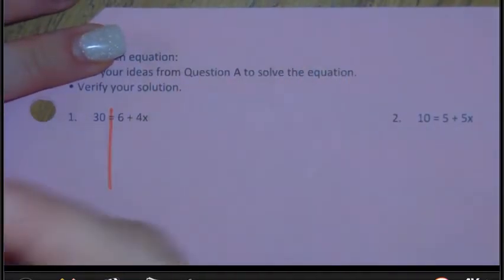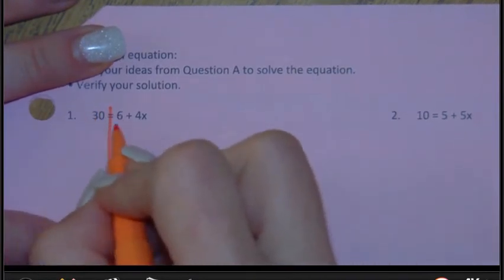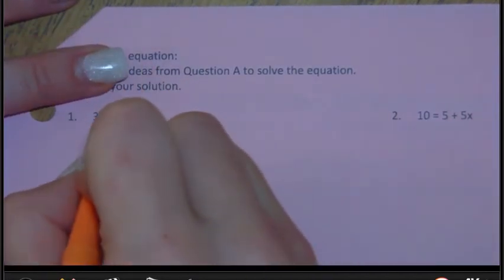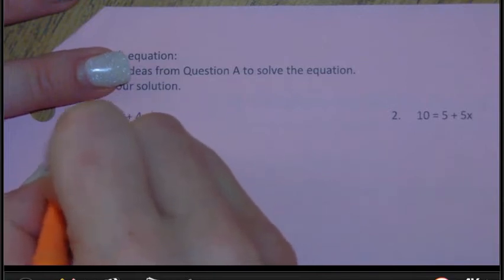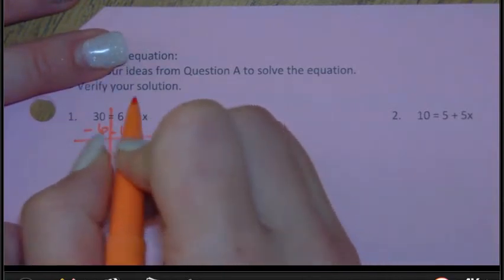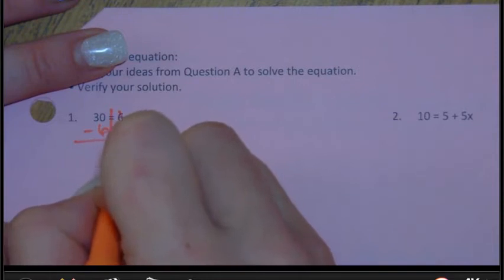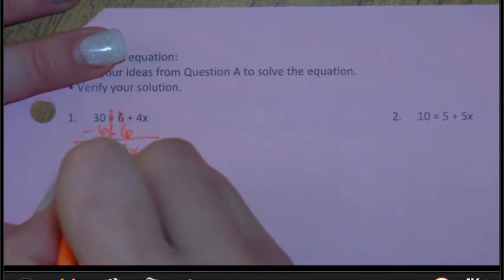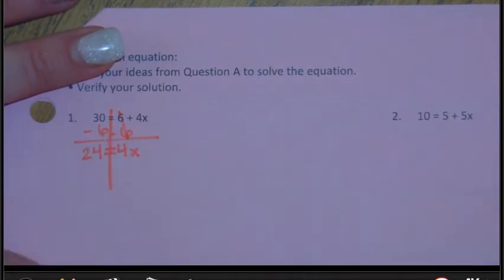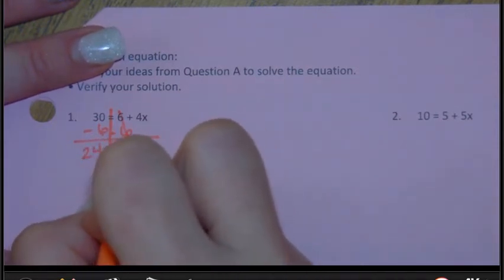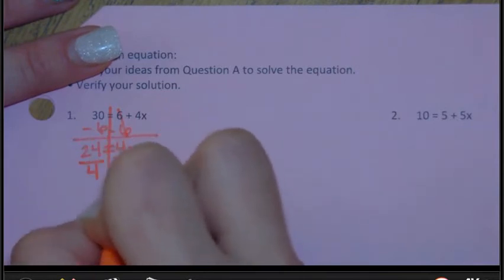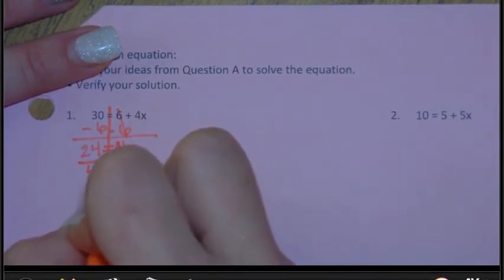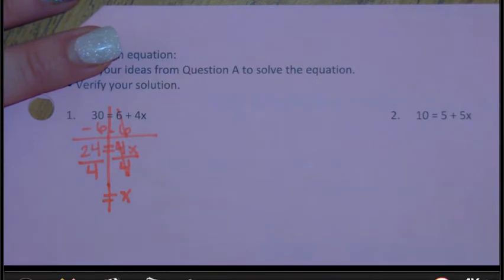So you're going to do the opposite of what you see. So right now, 6 is positive. I'm adding 6 to the side, so I'm going to take 6 away from both sides. 6 minus 6 is 0. I'm left with 4x on the right is equal to, well, 30 minus 6 is 24. Okay. To get x by itself, I need to put it into 4 equal groups or divide by 4. To get x is going to equal, well, 24 divided by 4 is 6.